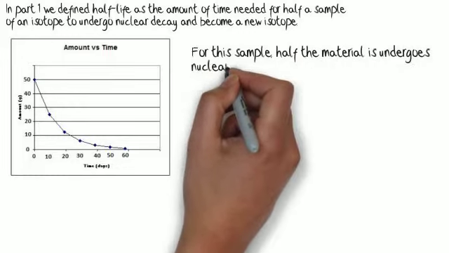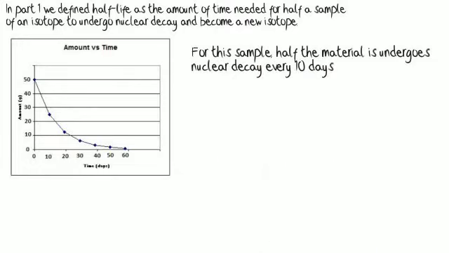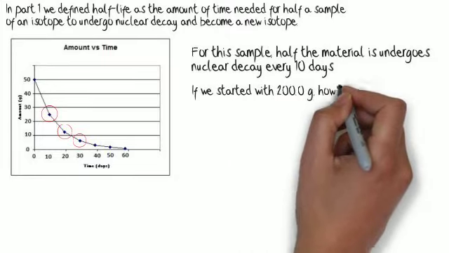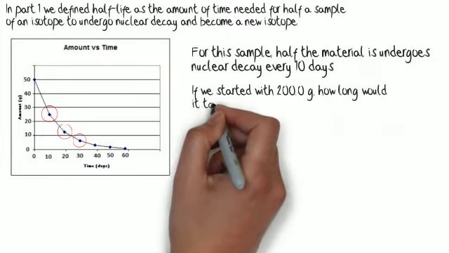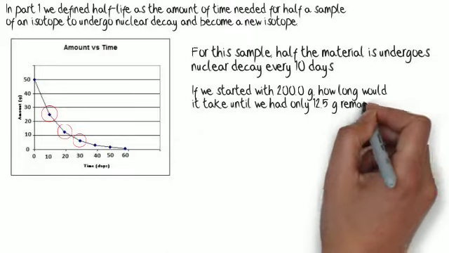So if we start with 50 grams, after 10 days we have 25 grams. After 20 days we have 12.5 grams. After 30 days we have 6.25 grams, and it continues on. So this is how a typical half-life curve looks. So let's ask ourselves a simple question. If we started with 200.0 grams, how long would it take until we had only 12.5 grams remaining?